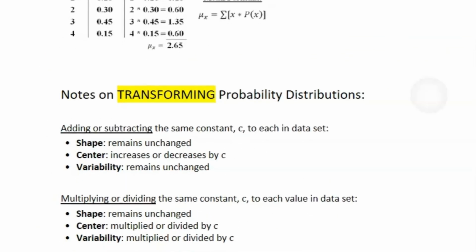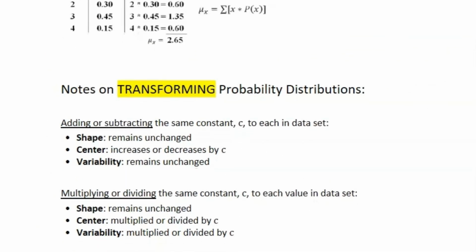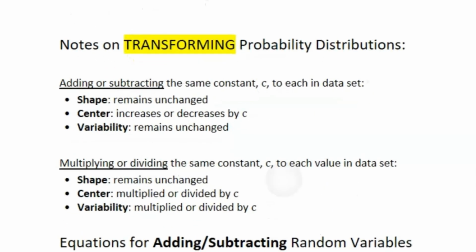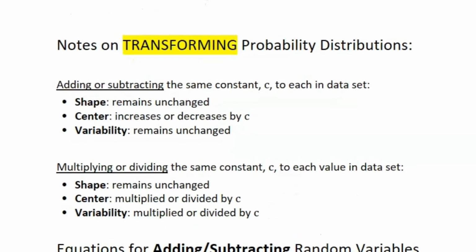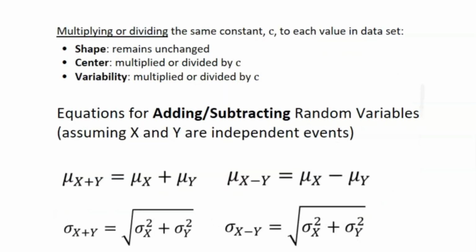So now obviously we have to talk about how you transform probability distributions, because it can't be stats without that. Here's a summary. If you add or subtract the same constant c to each data set, the shape is unchanged, the center increases or decreases by c, and variability remains unchanged. If you multiply or divide each value in the data set by the same constant c, your shape stays the same, the center is multiplied or divided by c, and variability is multiplied or divided by c.